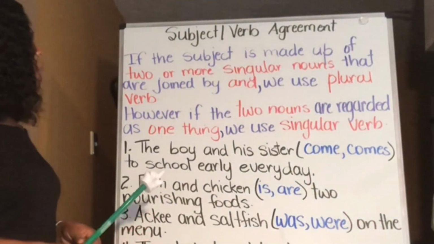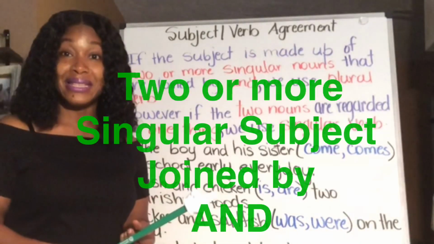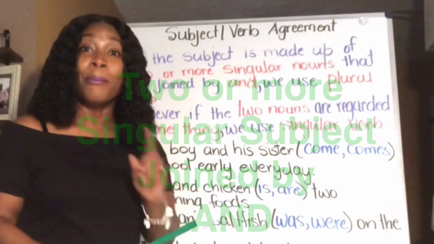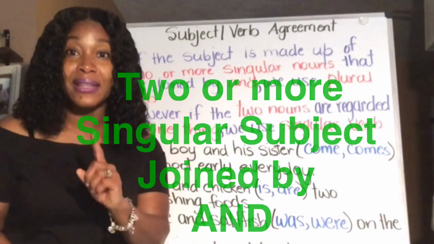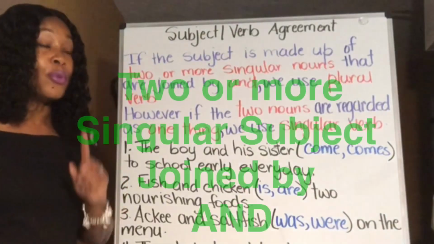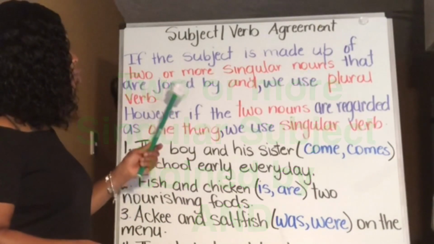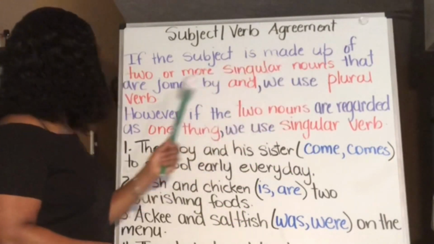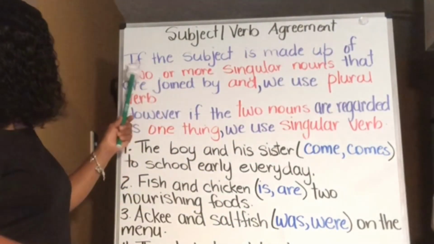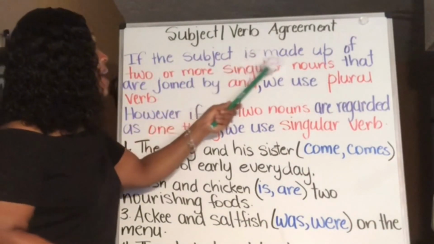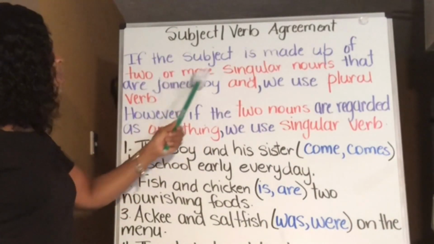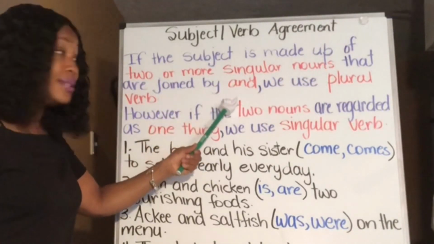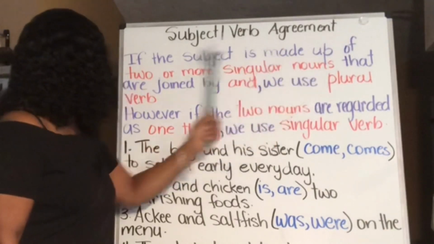Now, today, we are going to look at sentences that have two or more singular subjects, but they are joined with and. Now, when two or more singular subjects are joined by and, we use the plural verb. Let's read that again. If the subject is made up of two or more singular nouns that are joined by and, we use the plural verb.